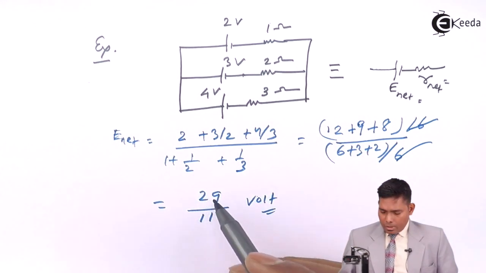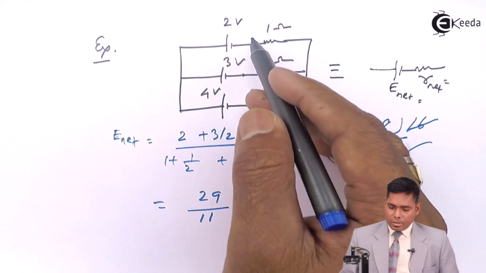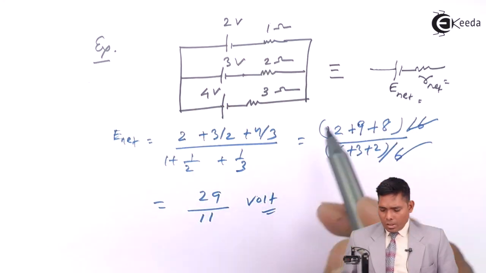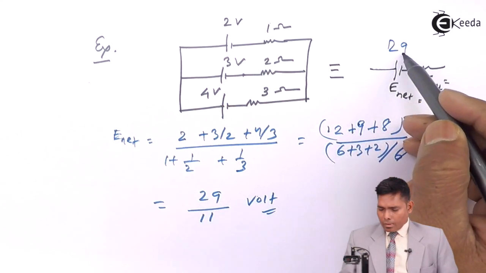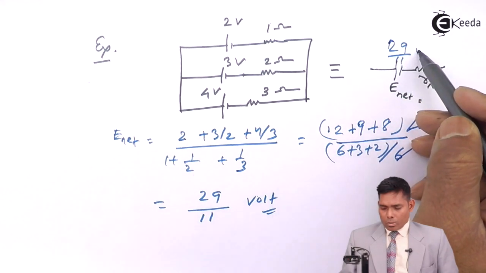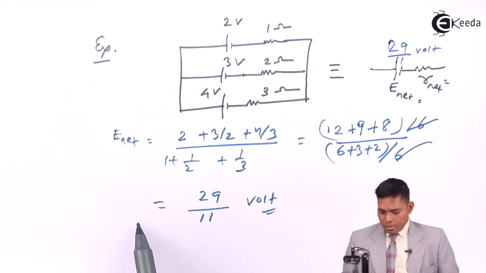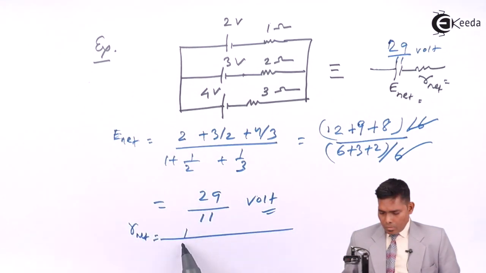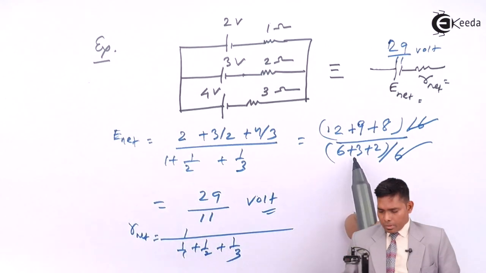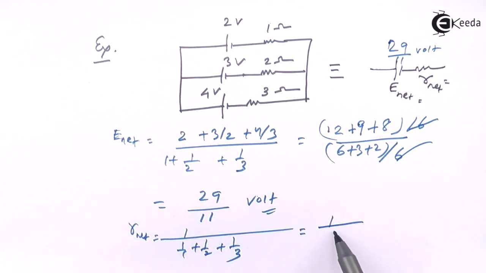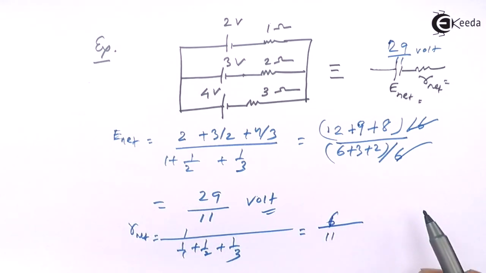So if I replace this combination by a single EMF whose value is this 29 divided by 11 volt, the internal resistance is 1 upon 1 plus 1 upon 2 plus 1 upon 3, that comes out to be 6 by 11. It is, if it is 10, it is 0.6. If it is a little more than 10, so a little less than 0.6.